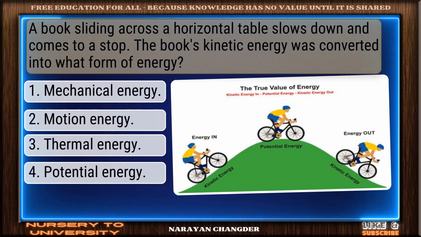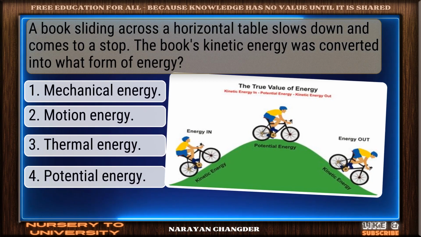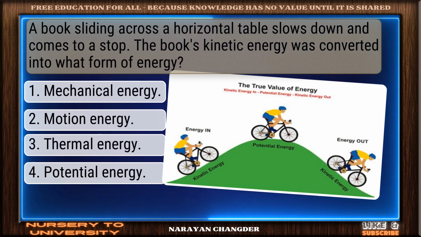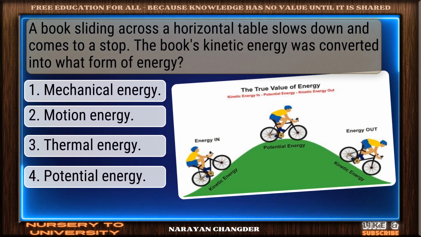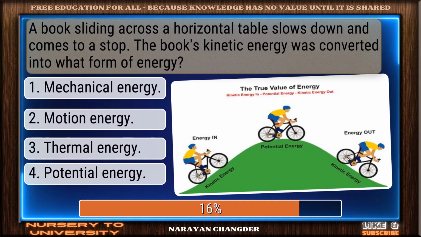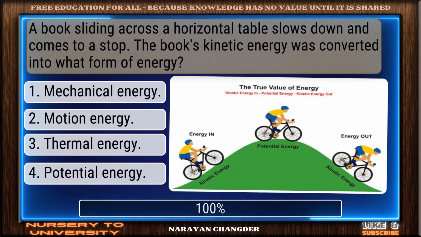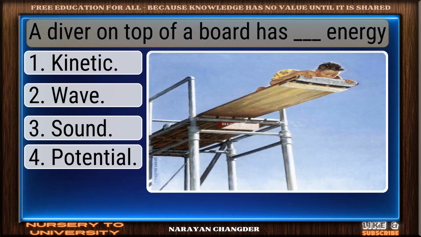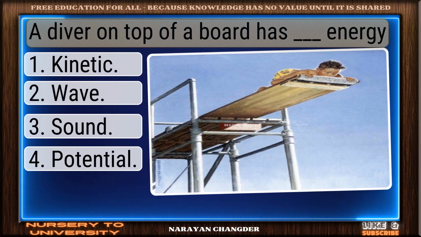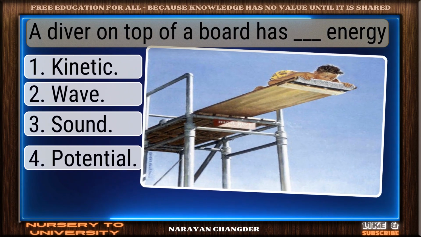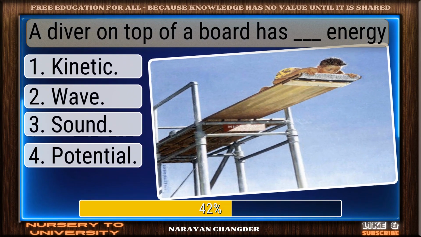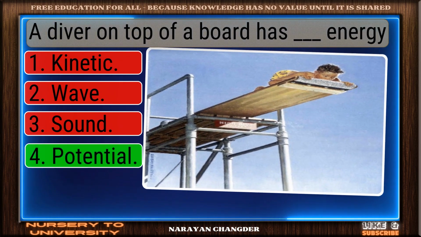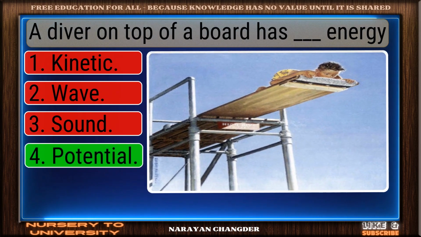Question number 16. A book sliding across a horizontal table slows down and comes to a stop. The book's kinetic energy was converted into what form of energy? On track. Thermal energy is the correct answer. Question number 17. A diver on top of a board has dash energy. Good thinking. Potential is the right answer.